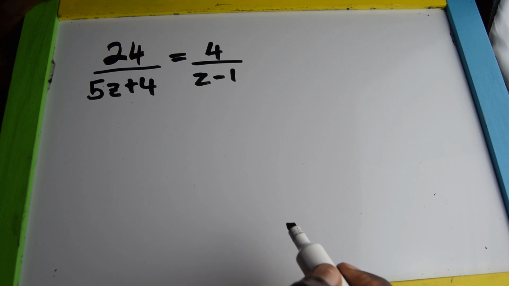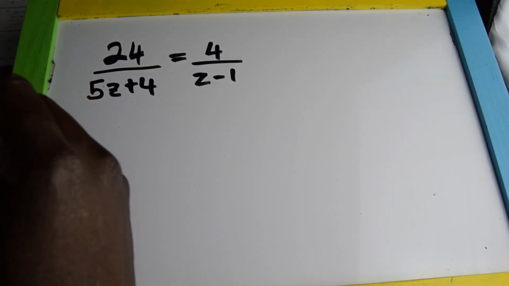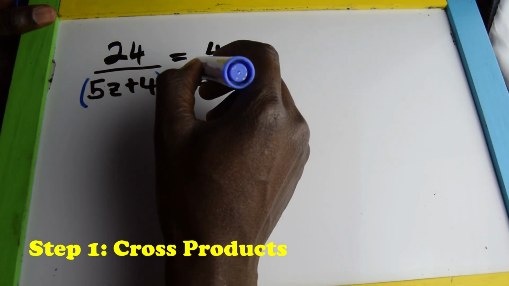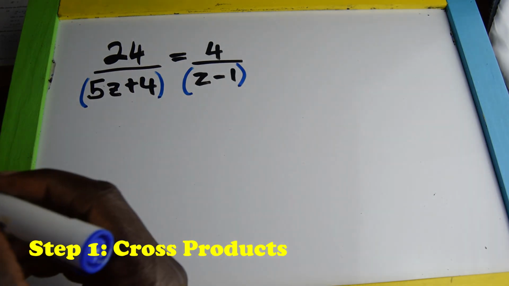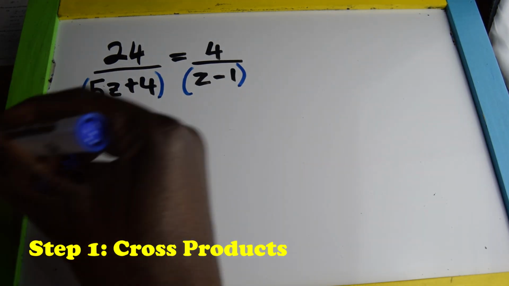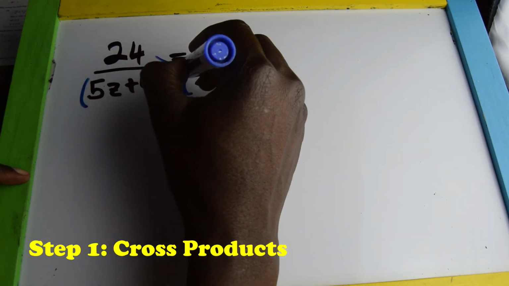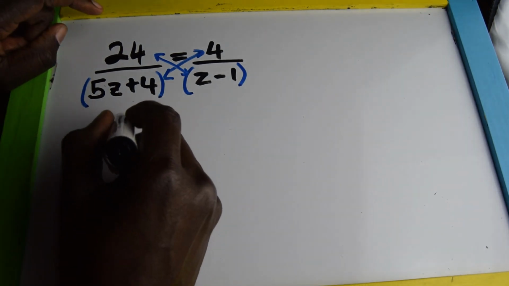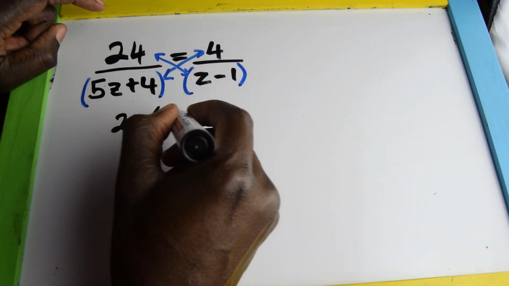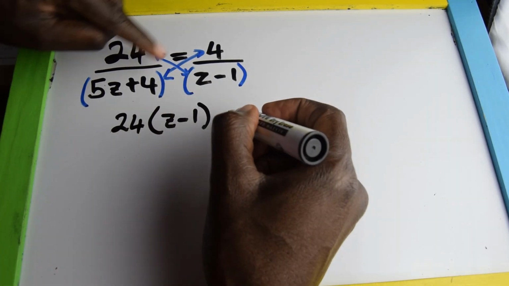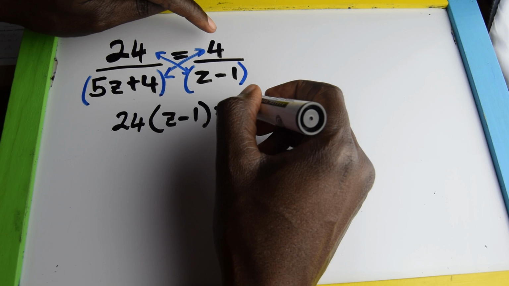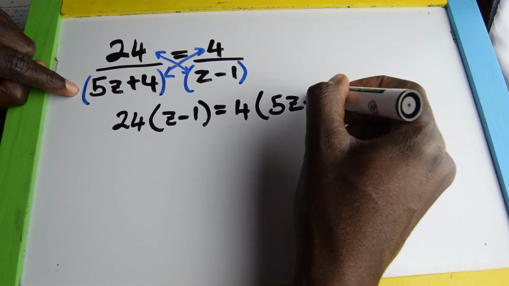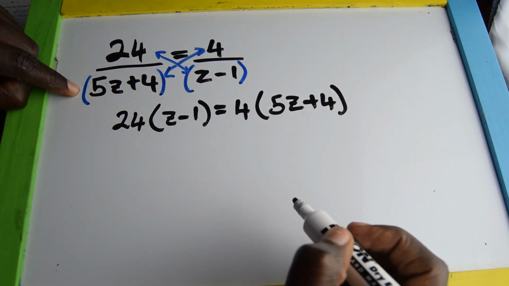This looks complex, but let's break it down. Because the denominators both have complex items, I will put them in parentheses like this to help me out. And now what do I do? I cross multiply. Multiply this here and this here. So 24 multiplies z minus 1, equal to 4 multiplies 5z plus 4. I'm writing the z so that it doesn't look like a 2.